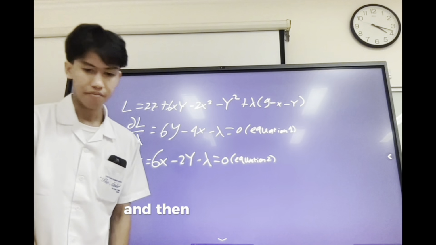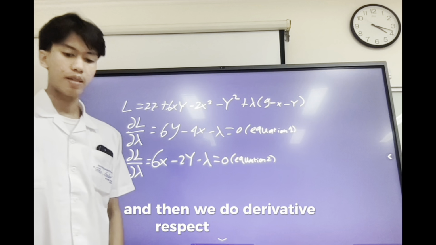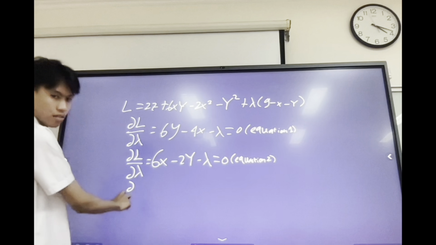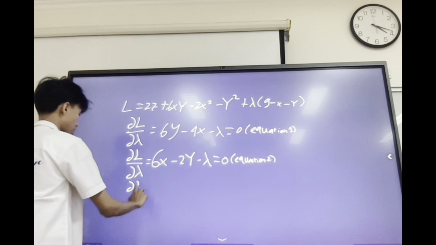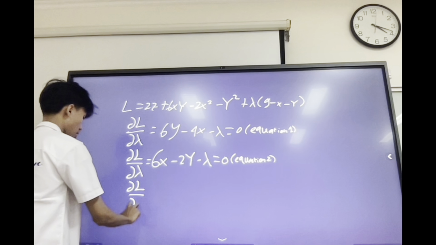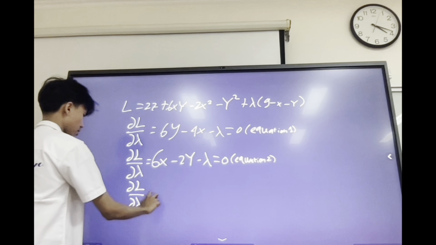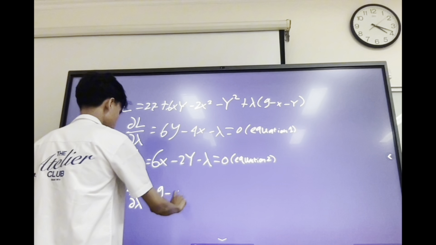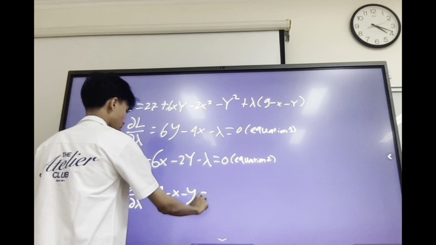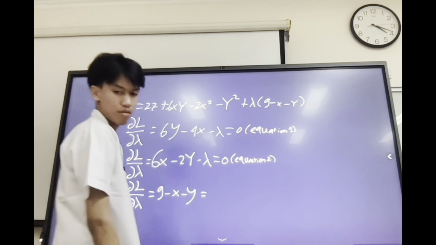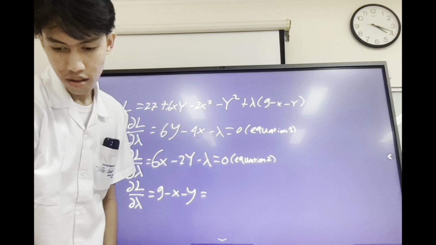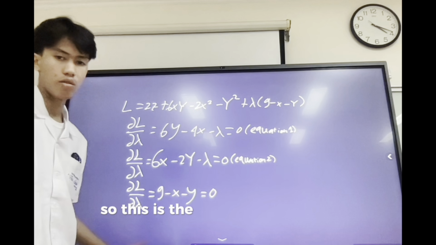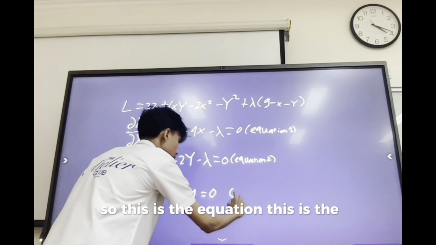And then we take the derivative with respect to lambda, which equals 0. So this is the equation, the budget rule.